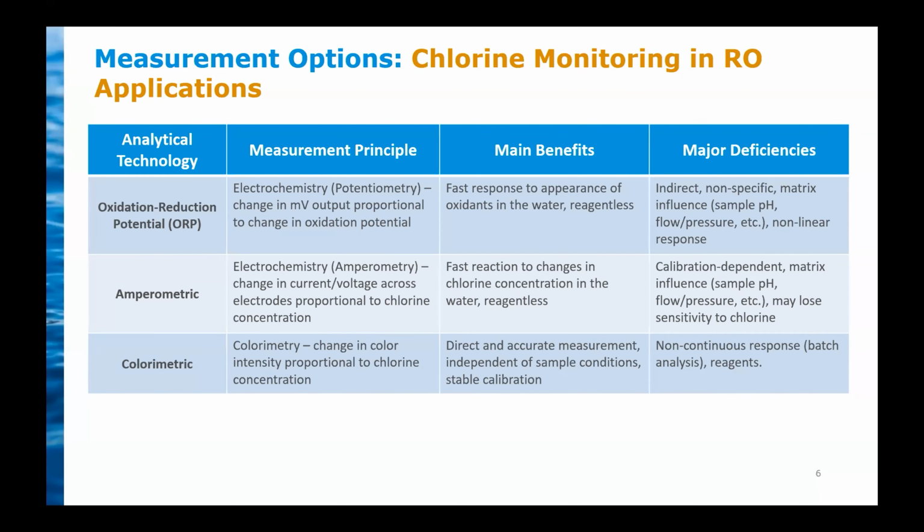In this overview, you can see the comparison of three principles. The ORP sensors have fast responses, but there are no direct measurements of chlorine, and they are influenced by process conditions like the pH and flow. The amperometric sensors also have fast responses, but they are also influenced by the matrix like the pH, flow, and the pressure, and you need to do frequent calibrations. The colorimetric sensors are direct and accurate and independent of the sample conditions, but they use reagents and are not continuous.